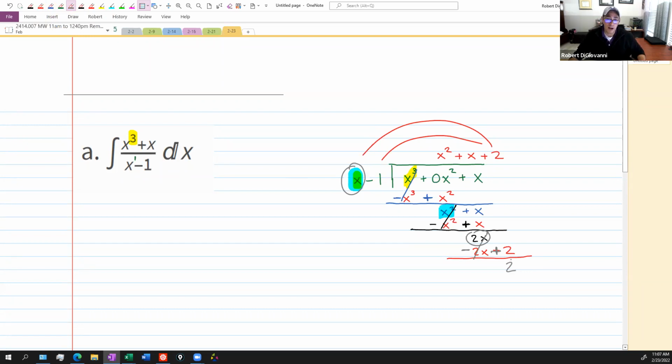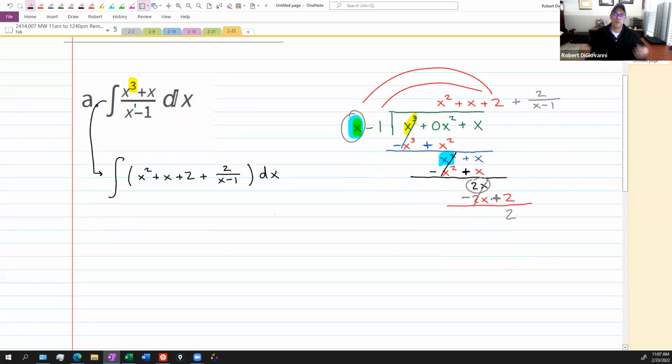And this is where I'm going to stop, because I can't turn x into 2. So this is my remainder. So what I do up here is I put plus the remainder 2 over the divisor x minus 1. And that's it. That is the long division of that rational function, which means this original integral can be rewritten as this. It's x squared plus x plus 2 plus 2 over x minus 1 dx.